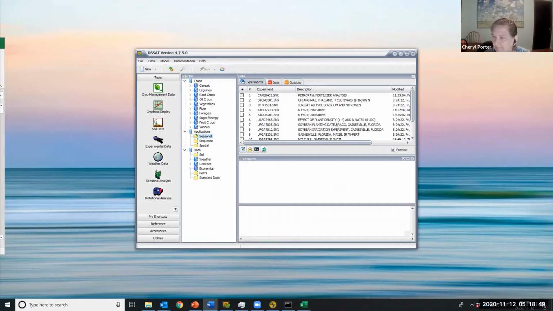The last exercise that you did on seasonal analysis. This was the one where you applied nitrogen fertilizer for maize in Zimbabwe.